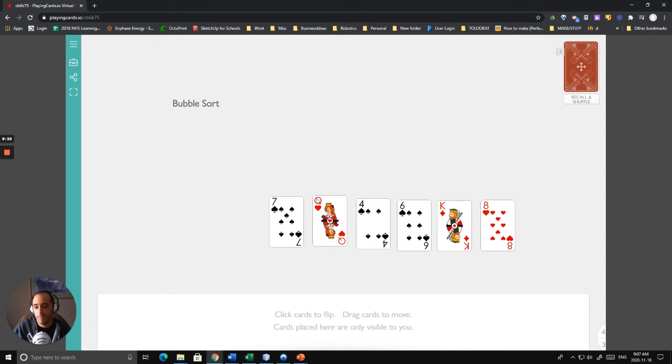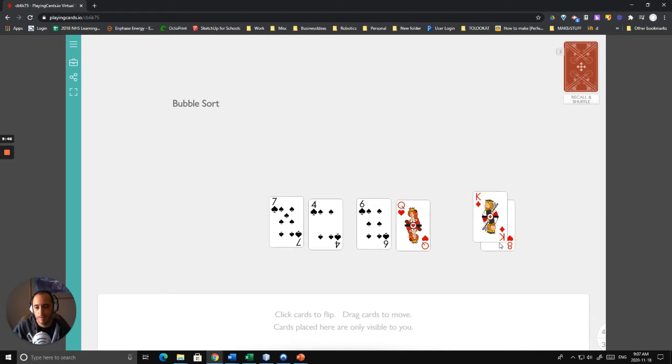Now the bubble moves over by 1, right? For loop. It moves over by 1. It's going to look at these 2. And the queen is bigger, so it's going to swap these 2. Bubble moves over again. Queen is bigger. It's going to swap these 2 here. The bubble moves over. The king is bigger. Nothing is required. The bubble moves over.